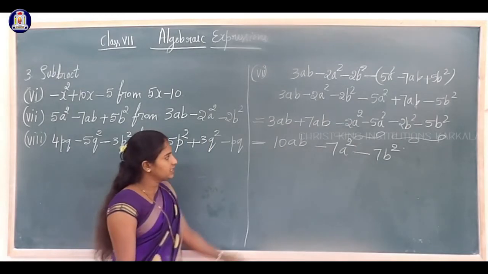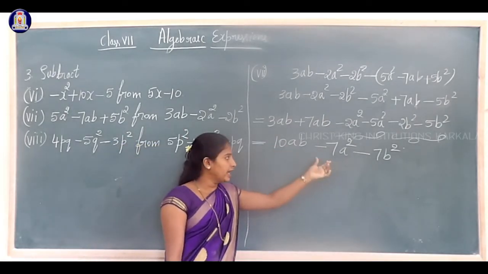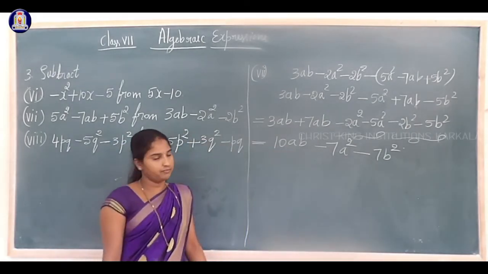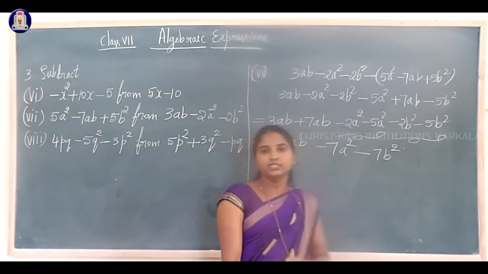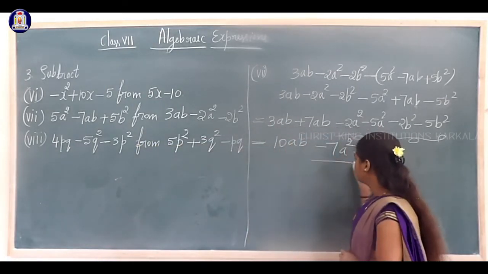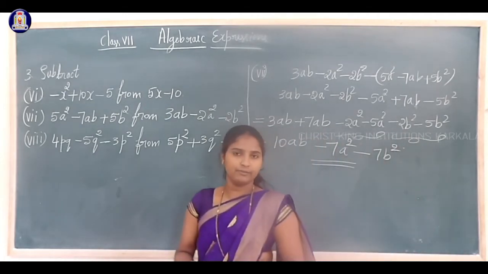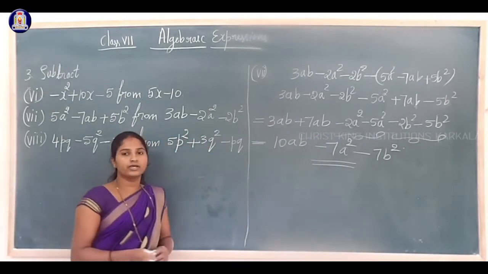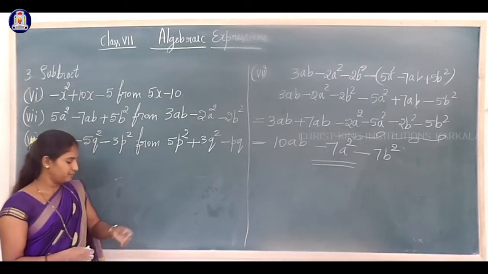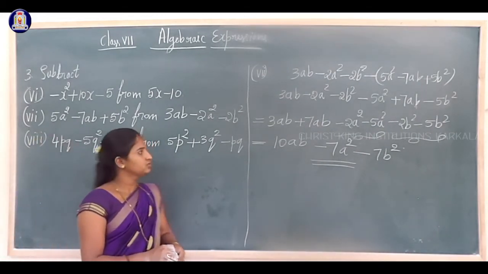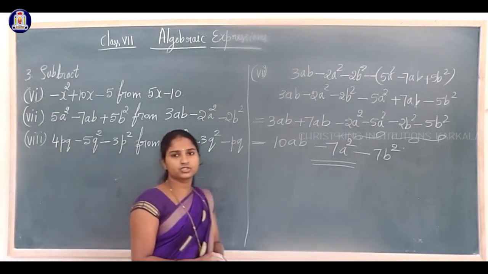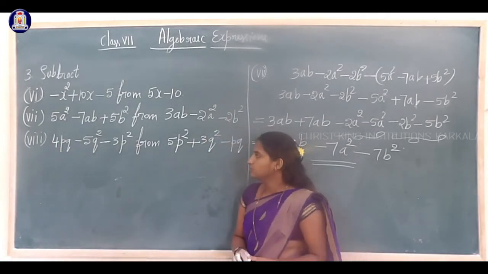Is it correct? Yes. So 10ab and minus 7a square minus 7b square, can you add? They are unlike terms, so we cannot add. So this is the final answer: 10ab minus 7a square minus 7b square. Clear? So one more question, that is the last one.